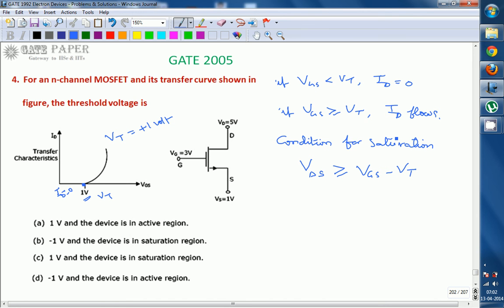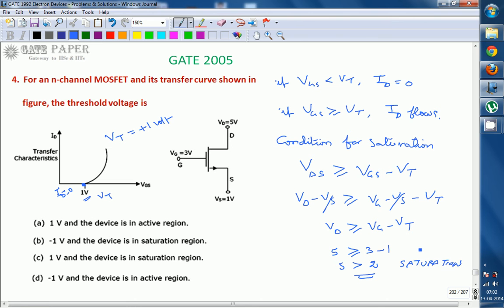into the saturation region. So from this you can write VD minus VS should be greater than VG minus VS minus VT. VS gets cancelled, and what you get is VD should be greater than VG minus VT. VD is at 5 volts and VG is at 3 volts, as given in the diagram, and VT is 1 volt, as we just found. So 5 is greater than 2.